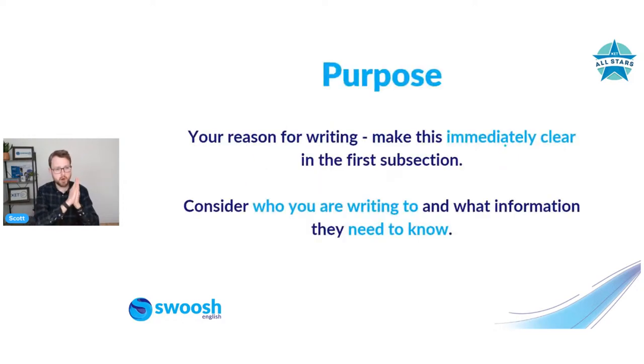So firstly, purpose. Purpose, I believe, is the backbone to any well-written OET letter. It is your reason for writing. What are you trying to achieve in your letter? Without a clear purpose, the rest of your letter can fall apart because you won't pick the right information. You won't address it to the right person to achieve the right outcome. So you need to make sure that your purpose is immediately clear in the first subsection of your letter. Okay? Make it immediately clear what you're trying to achieve and to whom.